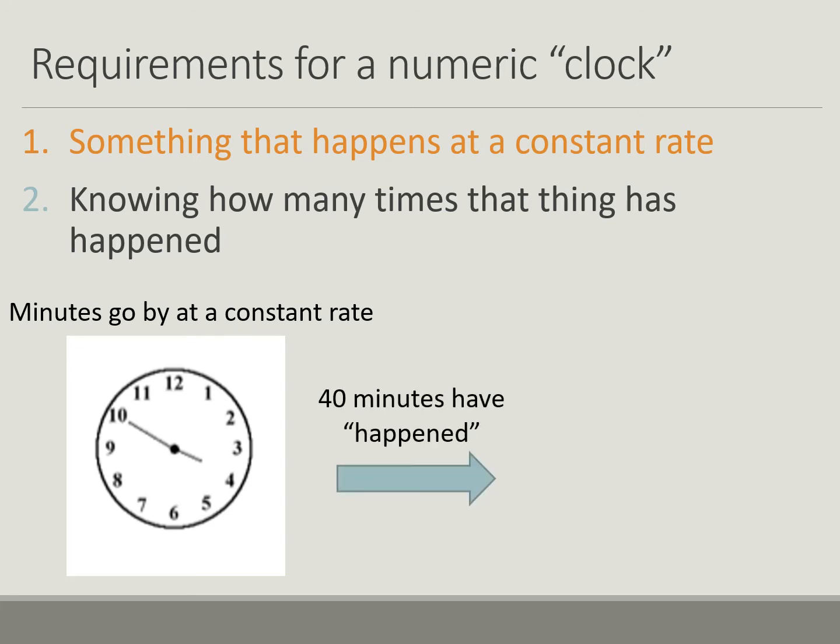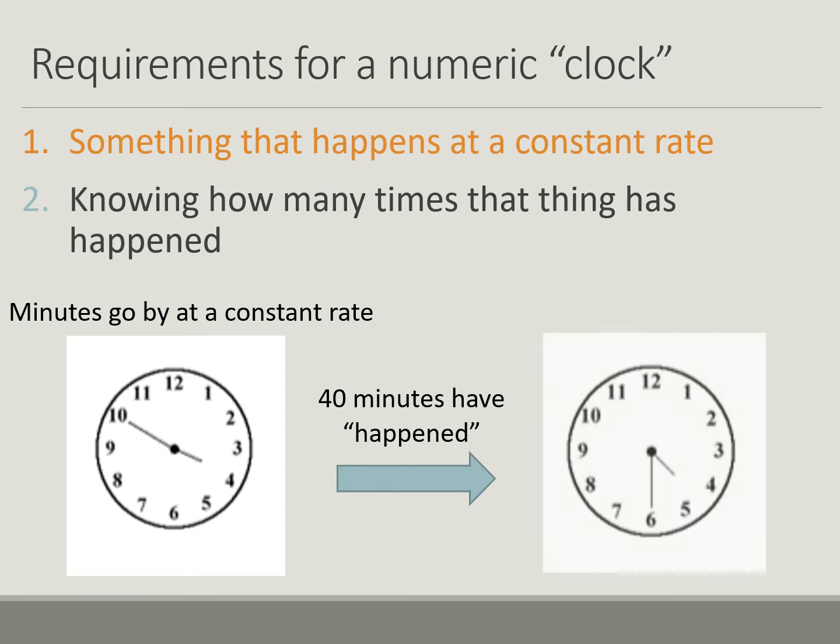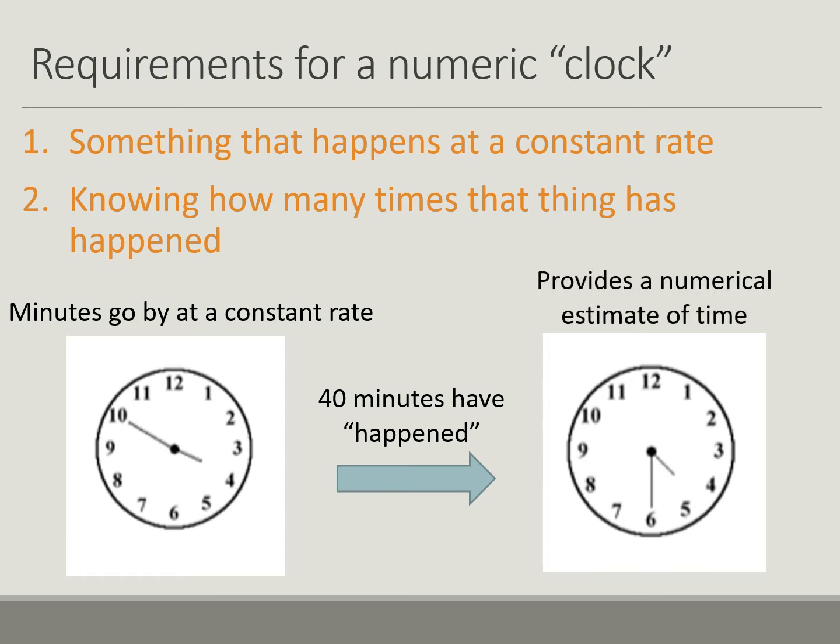Let's say 40 minutes have happened and elapsed, right? That checks off our requirement number two, knowing how many times that thing has happened. So we know that minutes happen at a constant rate, 40 of these minutes have happened, and so that provides a numerical estimate of time, right? And so this is the general principle by which these numerical and absolute dating methods work.